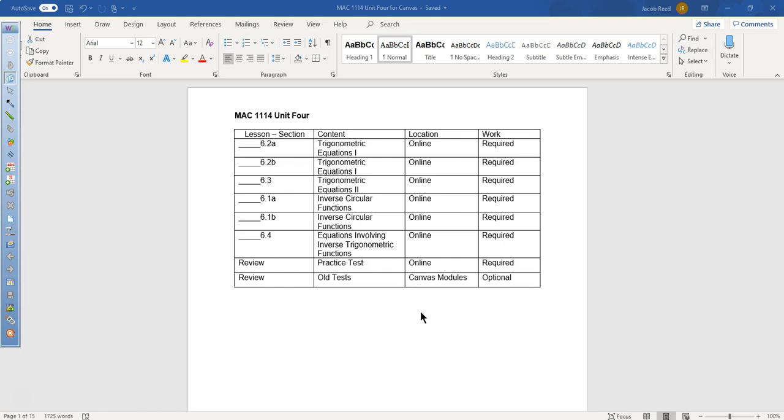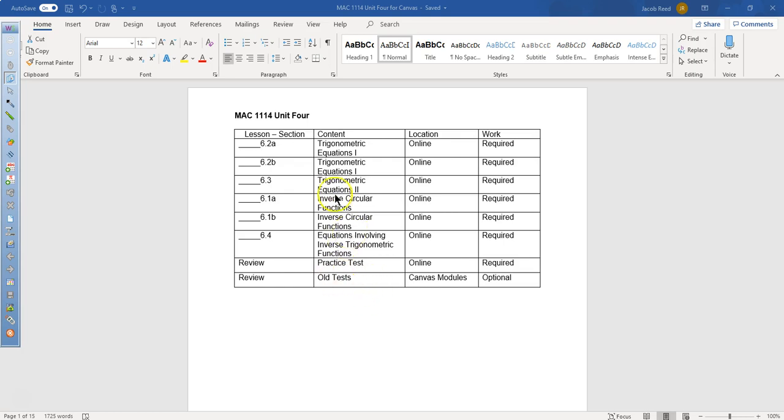But we only have Unit 4 and Unit 5, and then you're completely done with Trig, and then you'll have the final exam. And I don't have any information on the final exam right now. I'm waiting to hear from Miss Ashmore about the final. At the moment, it's most likely going to be a Canvas test, but I'll let you guys know more when I know more.